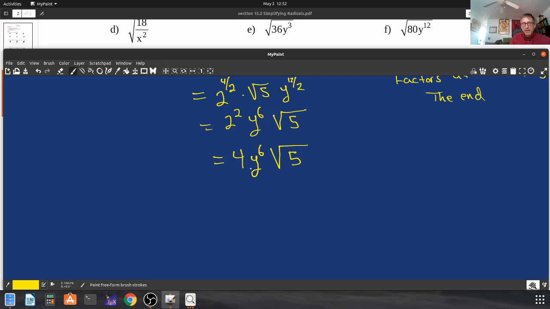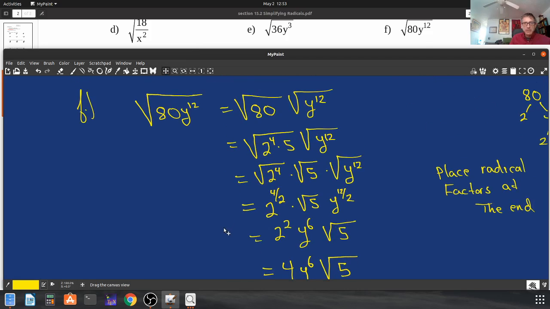And we like to have our non-radical terms first, and then our radical terms second. So this is one factor of non-radical terms times a factor of our single radical term. And we'll only have one single radical term.